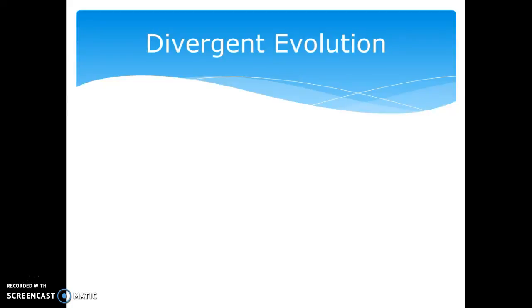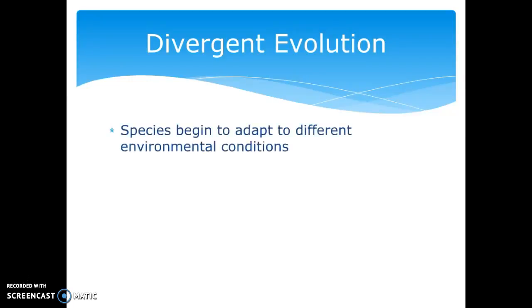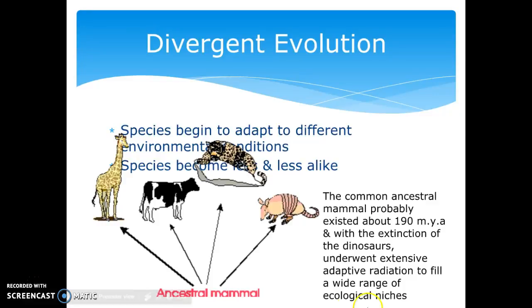Divergent evolution. If you diverge from something, you are kind of branching off. And that depends on different environmental conditions. So species become less and less alike depending on where they're at. So what this shows here, this shows an ancestral mammal, doesn't really matter what kind, but it shows how it diverges or branches off from this one mammal into these many, many different organisms based on their environment. And this would be over lots and lots of years. So we're talking about 190 million years ago that we would have this branching off starting to occur, and it would take that long for it to finish.